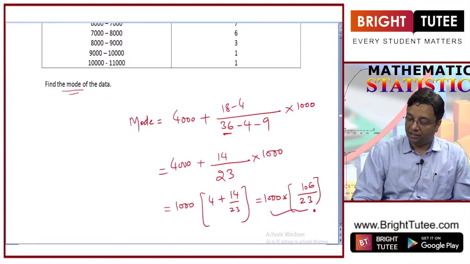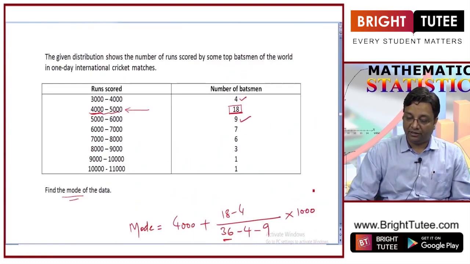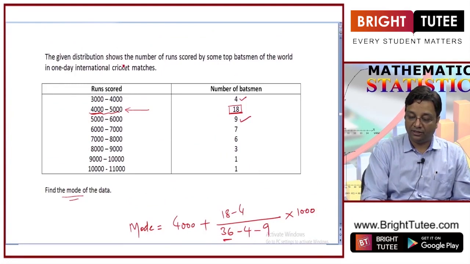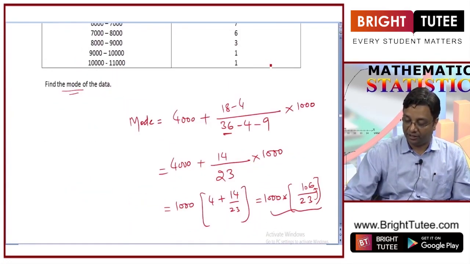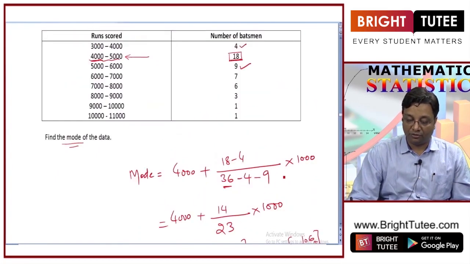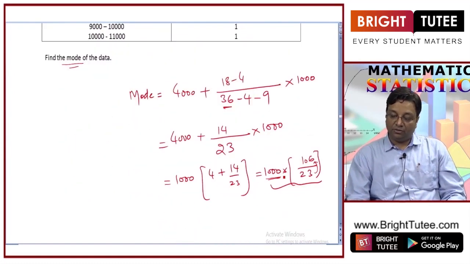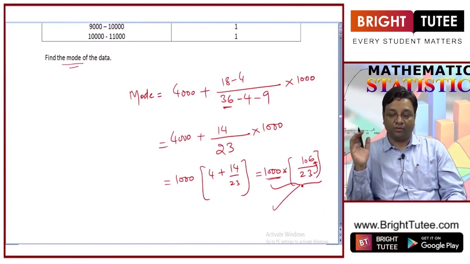Now, I leave the multiplication part to you, right. You just need a rough idea here. I can give you the estimate of the mode of number of runs scored by some top batsmen here, which will be, this is approximately 4 point something. So, it will be approximately 4000, right, 4000 something. So, you divide it by 23 and then get the answer for mode.